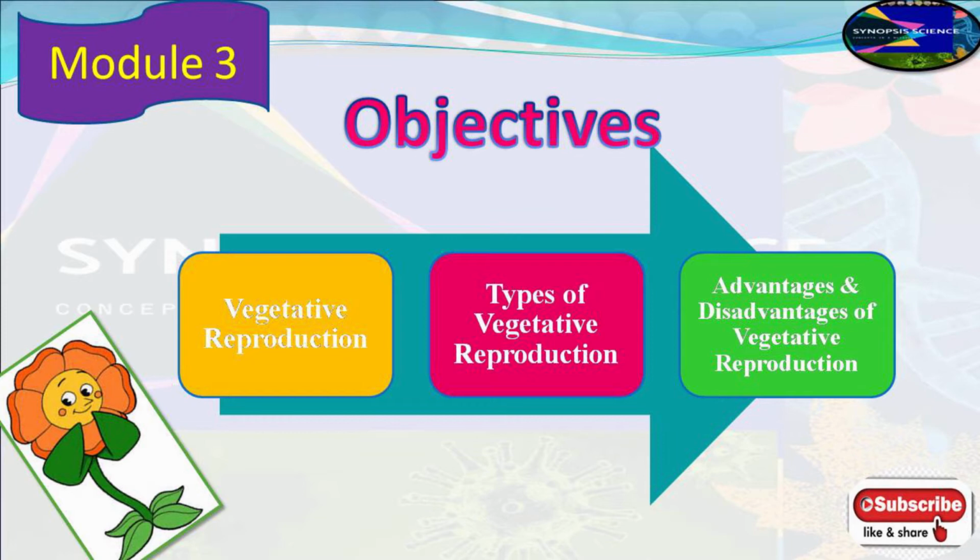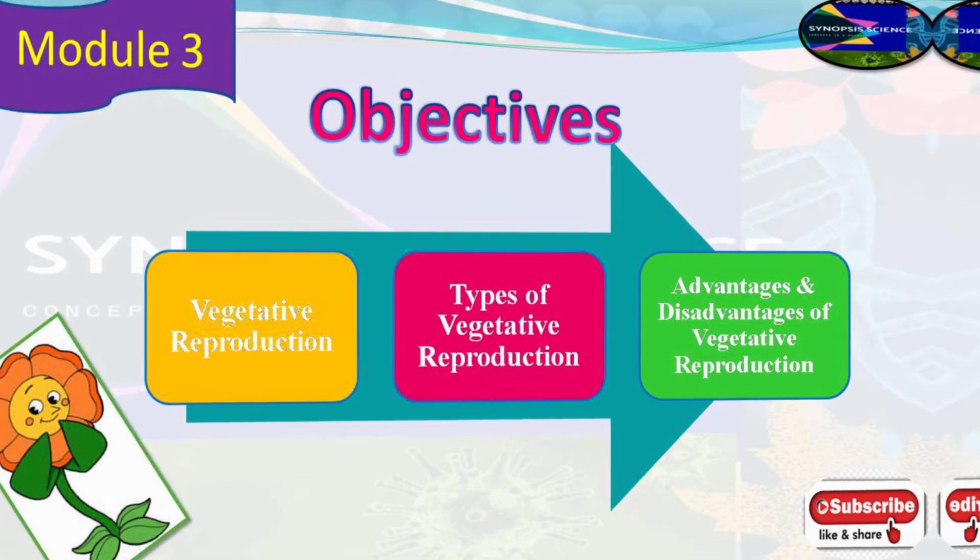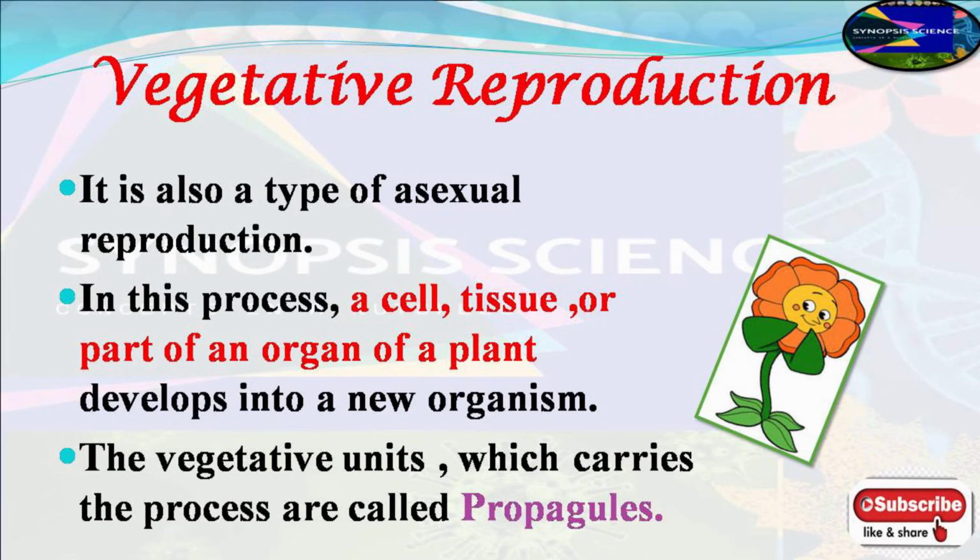Let's quickly recap from module 1 about vegetative reproduction. It means when reproduction takes place using a part of a plant or a cell or a tissue. We can also say that vegetative reproduction means reproduction without using seeds, or the formation of new plants from vegetative units of bud, stem, etc. These vegetative units are commonly known as propagules.